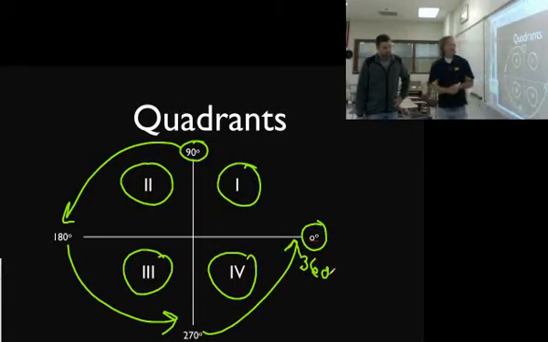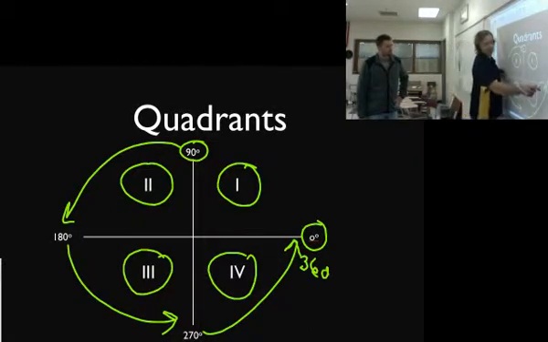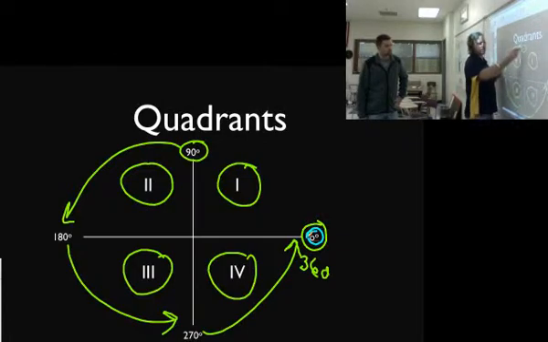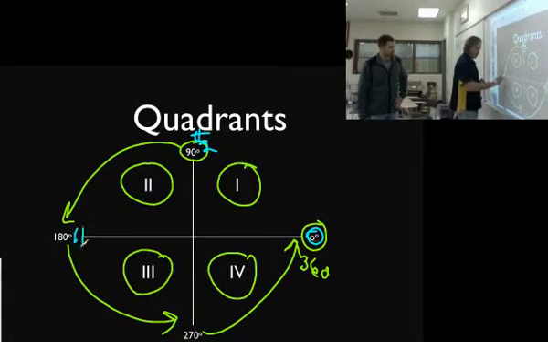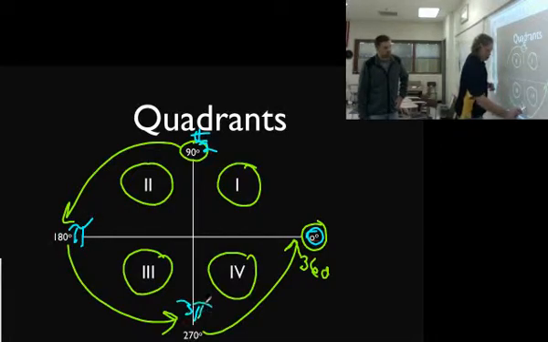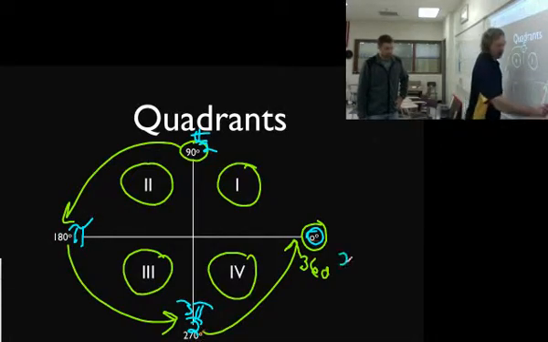Or you could look at that in terms of radian measures. So this is 0 radians, and then this is pi over 2 radians. What's this one, sir? Pi. Pi, and then 3 pi over 2, and then 2 pi.